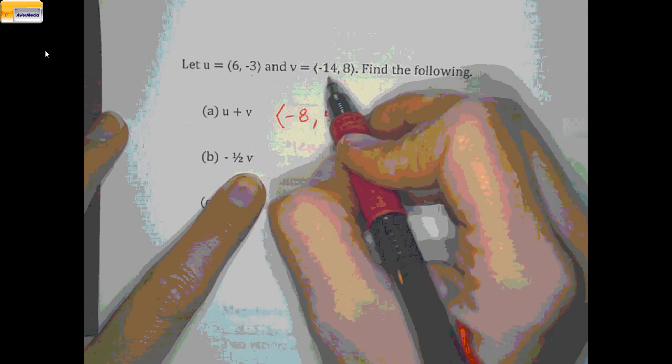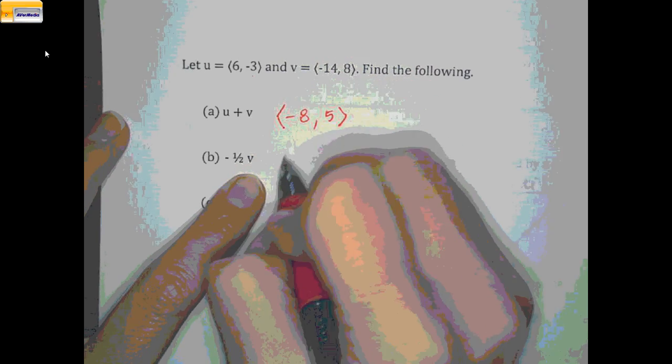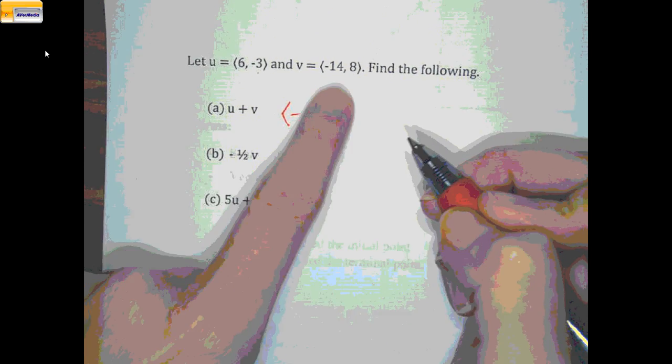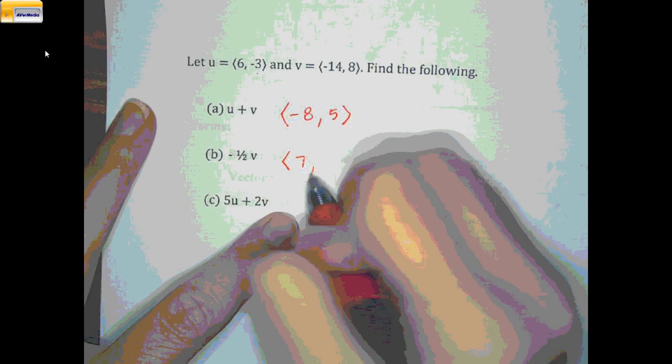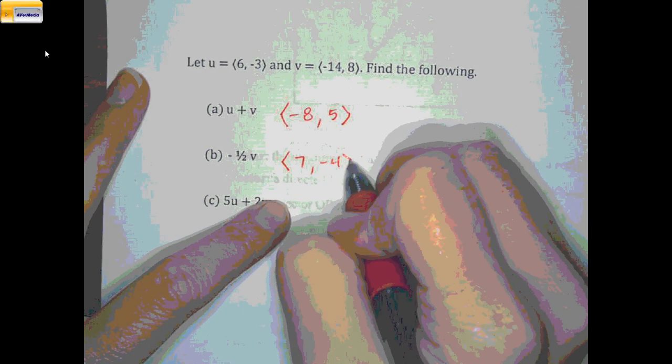Great. Next one, negative 1/2 of v. This one's v. Don't forget your pointy parentheses. Negative 1/2 of negative 14 is positive 7. Negative 1/2 of positive 8 is negative 4. Close it up. You're done.